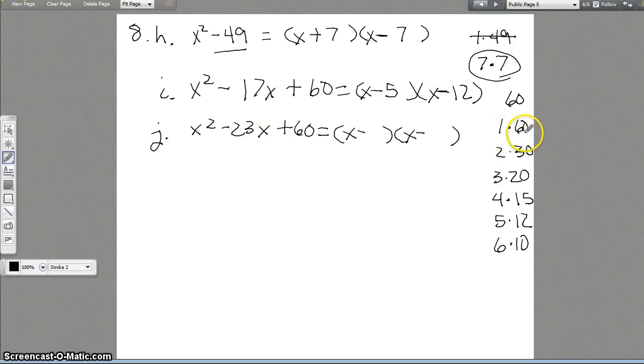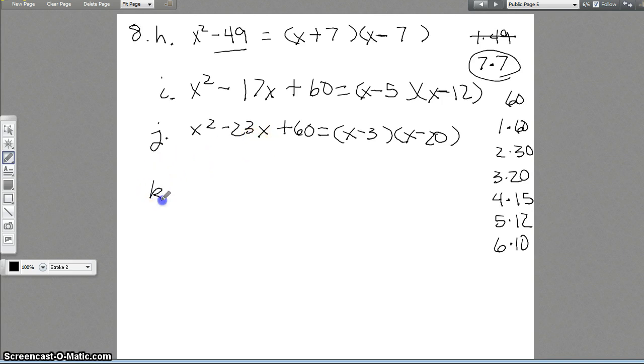Well, 1 plus 60 is 61, so that doesn't work. 2 plus 30 is 32, so that doesn't work. But 3 plus 20 is indeed 23. So if I put my numbers in here, we can see negative 3 times negative 20 is positive 60. And negative 3 plus a negative 20 gives us a negative 23. So that's how we factor out that problem.